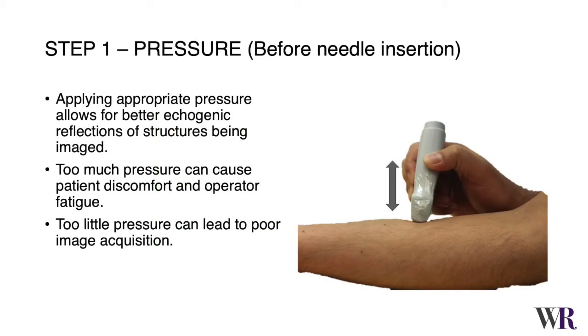In the first step, we apply a small amount of pressure in a vertical manner over the probe. This is typically done before insertion of the needle at the scanning stage. It can also be done continuously throughout later on if required. Applying a small amount of pressure allows for better visualization of the underlying structures.